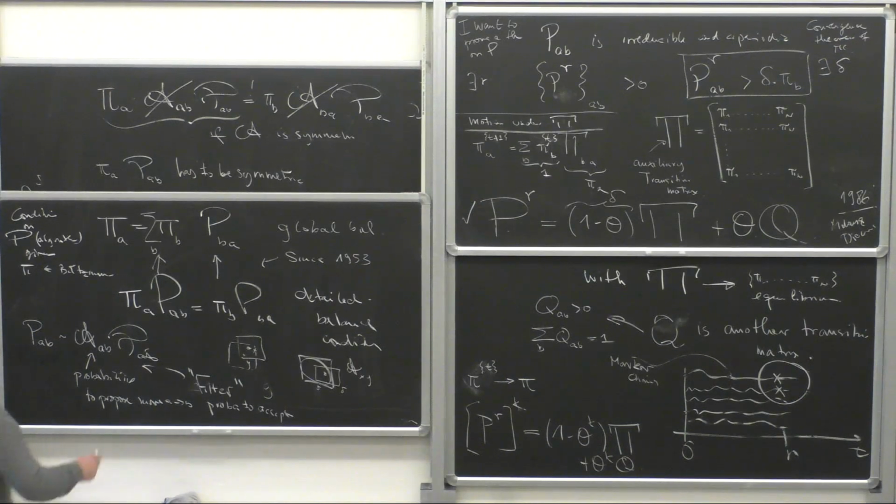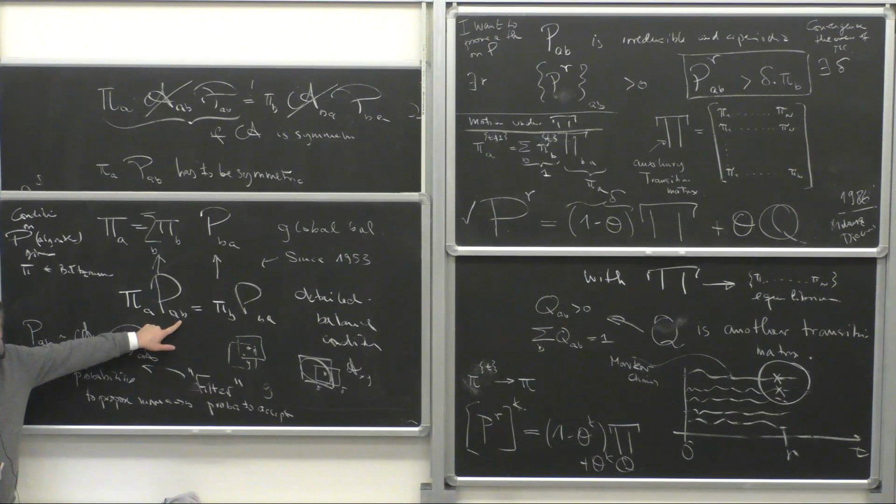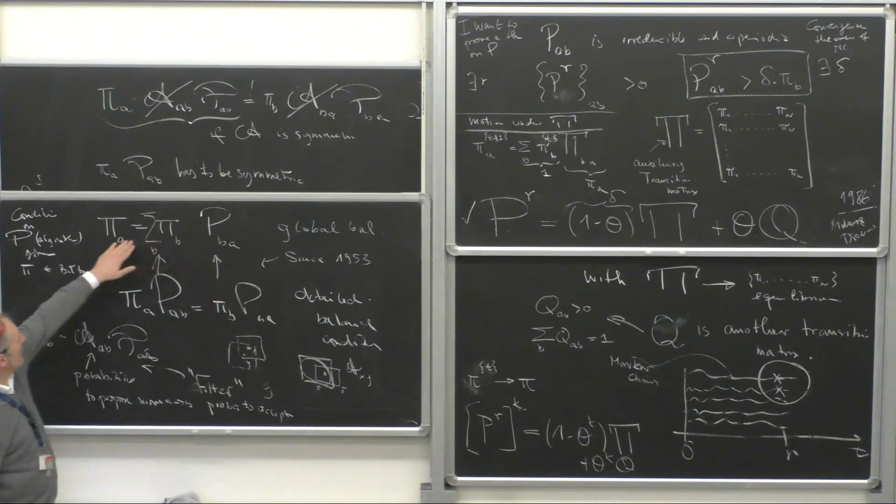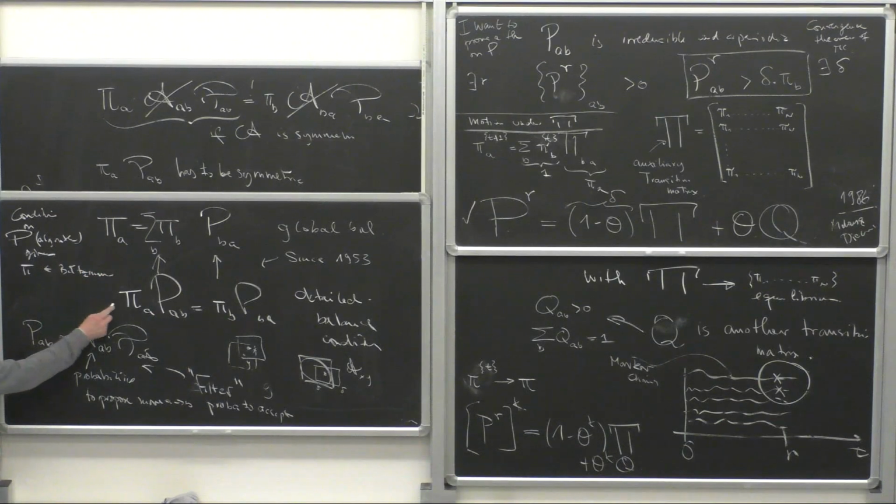How can we see that? Well, simply, we take the sum over A. Then we have the sum over B. Pi A is equal to the sum over B PAB, which must be equal to 1. The probability to go somewhere must be 1. So pi A times the sum over B PAB is equal to pi B PBA, and that's this condition. So this implies that the sum over B pi A PAB is pi A.